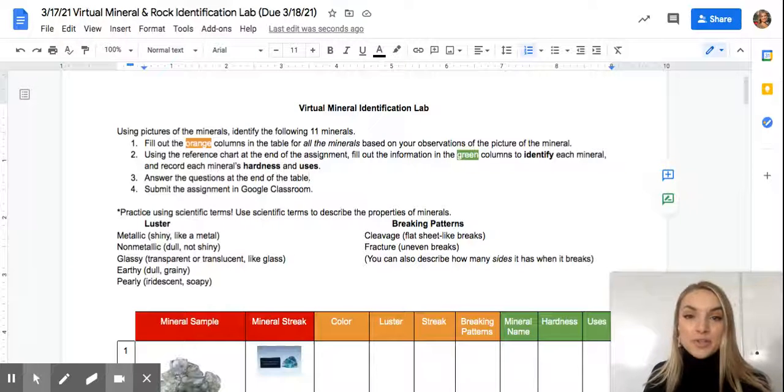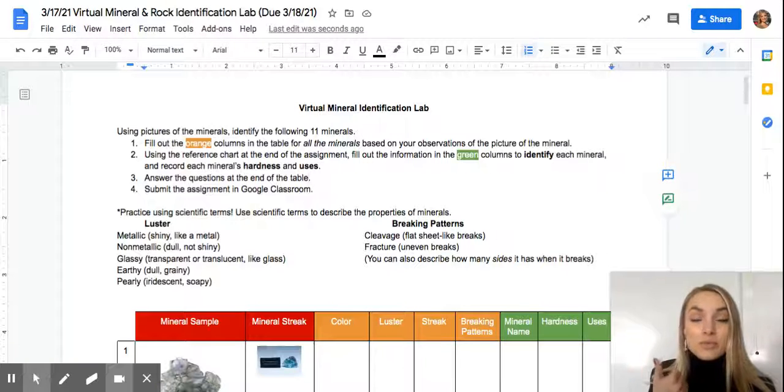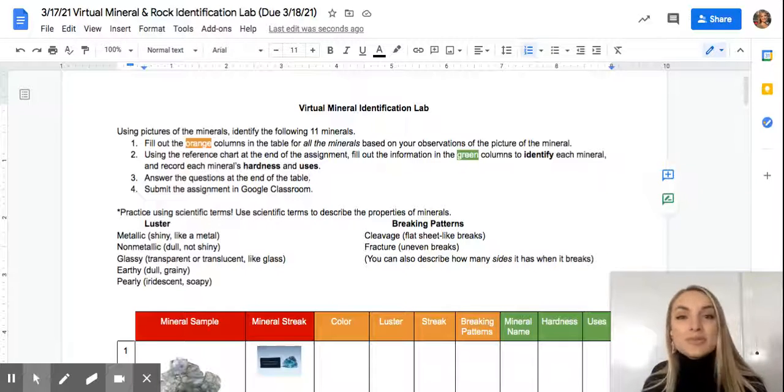So, we're working on our virtual mineral identification lab, and it's a 2-day assignment. So, you can work on it today, Wednesday, the 17th, and tomorrow, Thursday, the 18th. It'll be due at the end of the day tomorrow. Let's read through the instructions together.